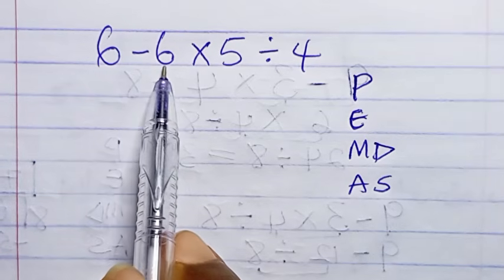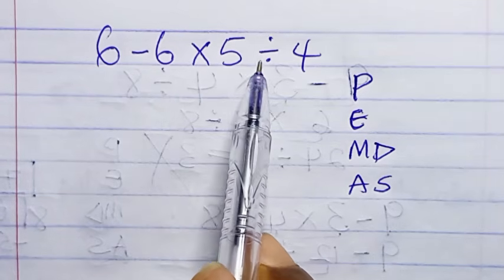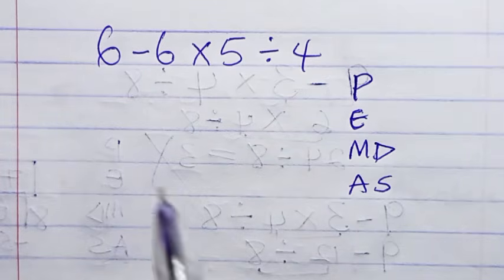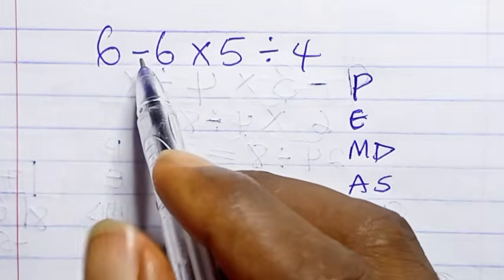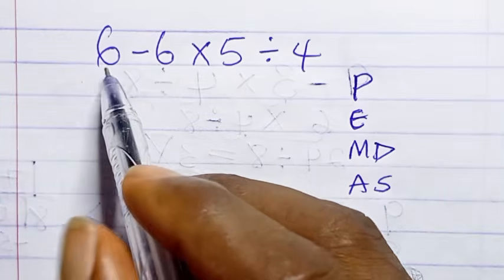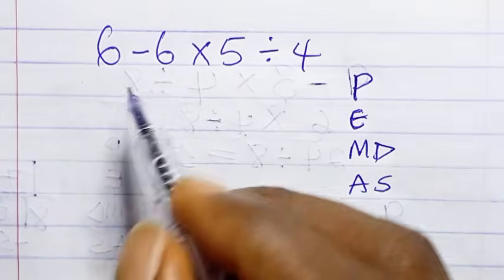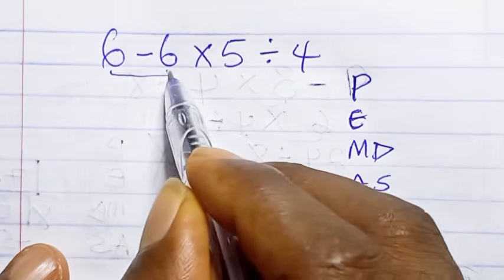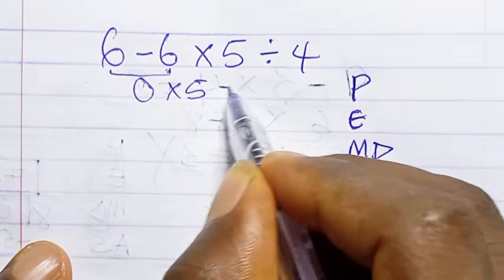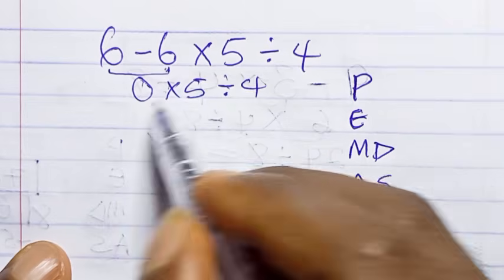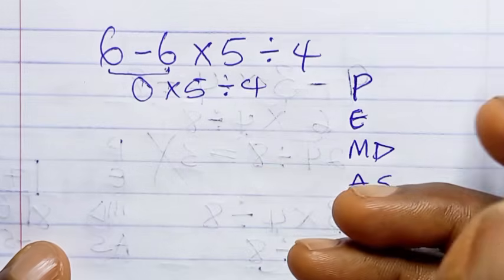6 minus 6 times 5 divided by 4. People solve this from left to right by doing 6 minus 6, which equals what? 6 minus 6 will give us 0, times 5 divided by 4. 5 times 0, any number times 0 is 0.